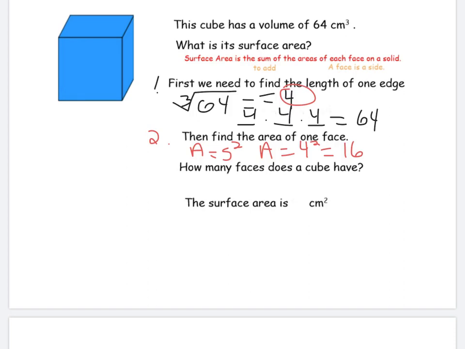The last step is here. How many faces does a cube have? A face is a geometric word for side. So how many sides does a cube have? If you think about a die, or dice, dice have 6 sides. So I need to take my 16 and multiply it by 6, because each one of those 6 faces has an area of 16. So 6 times 6 gives me 36. Carry the 3. 6 times 1 is 6, plus 3 is 9. So the surface area is 96 centimeters squared.